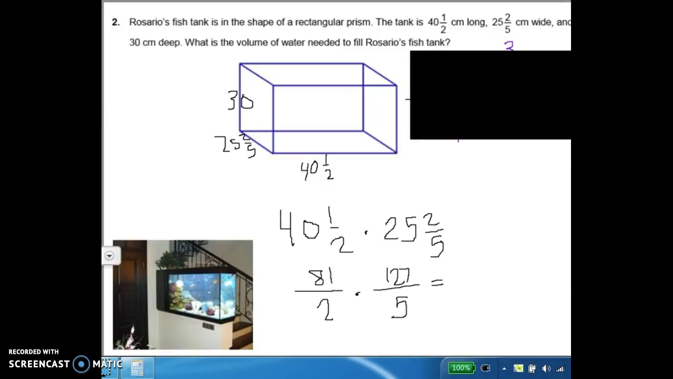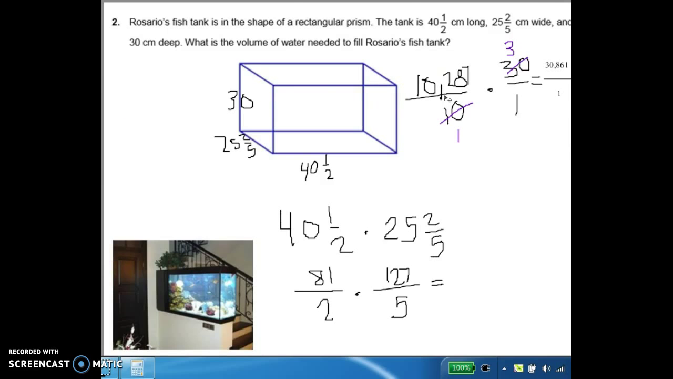Okay, hopefully you were able to get that multiplied out. Let me show you what I did. I did that cross multiplying beforehand, and so I knew that 10 and 30 shared the common factor of 10. So I divided 10 by 10 and got 1. I divided 30 by 10 and got 3. Then I multiplied this 10,287 by 3 and got 30,861. Then I multiplied my denominators. That was simple, and I got 1. And so I didn't have to do any reducing at the end.